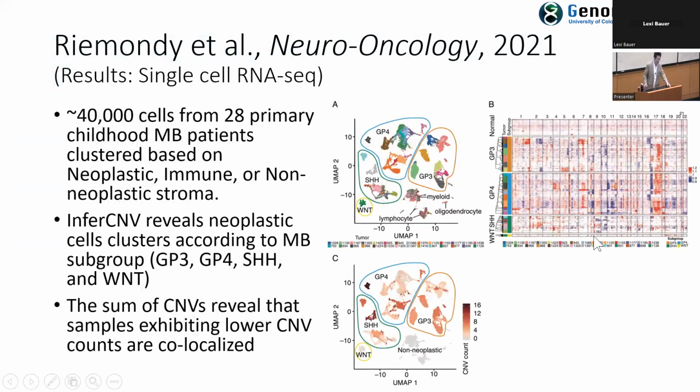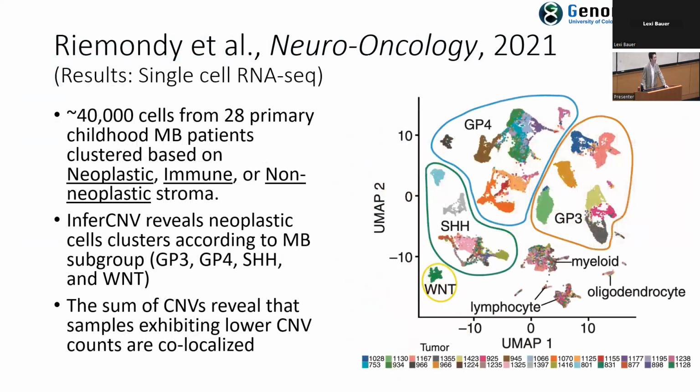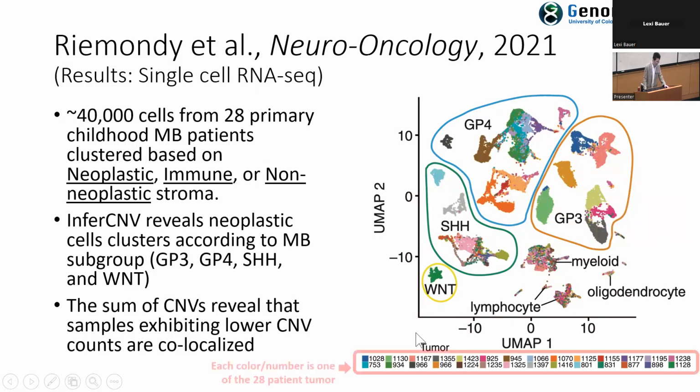Let's take a look at some of these results and see what their findings are all about. Another really busy figure, so we'll take a look at these more closely. First, let's go with the obvious ones. Here are the 28 patient tumors. They're individually color-coded with the numbers, so each color essentially denotes a specific patient.